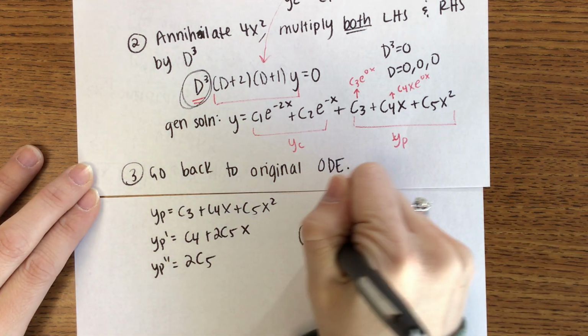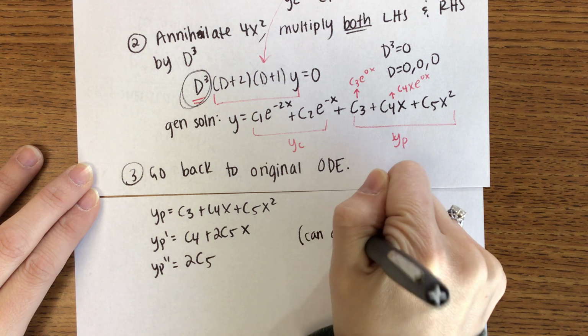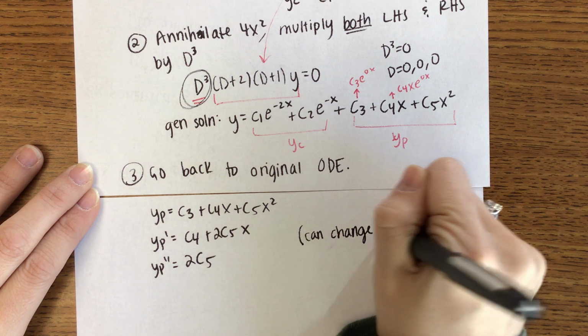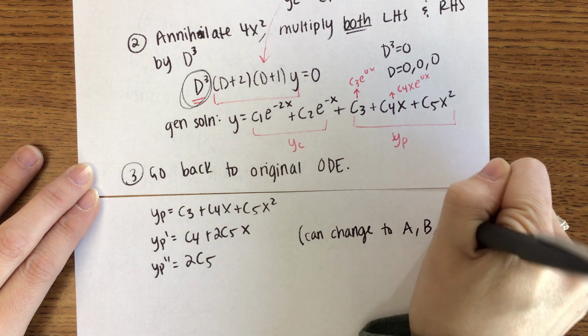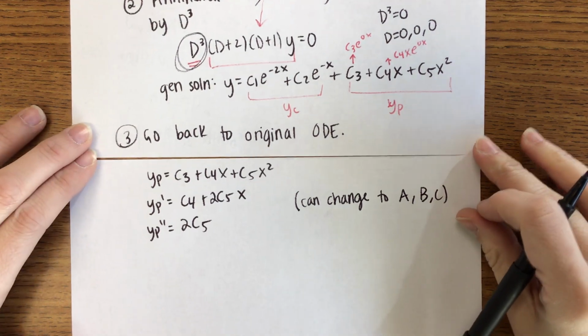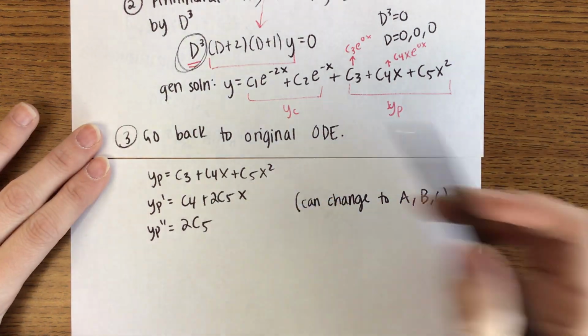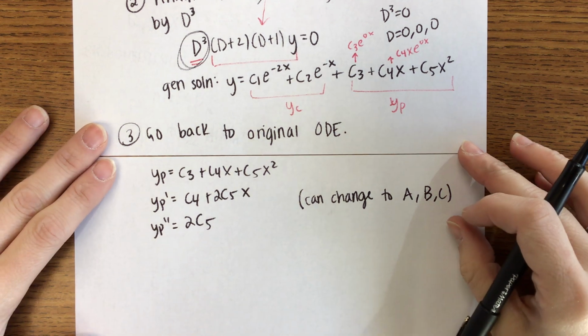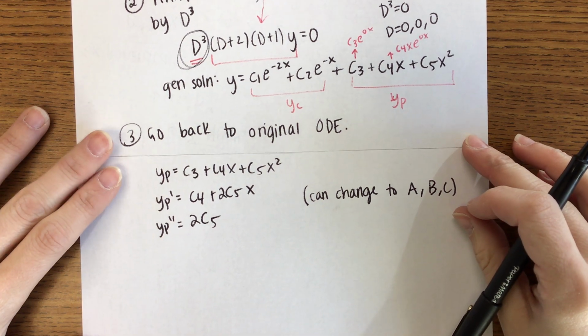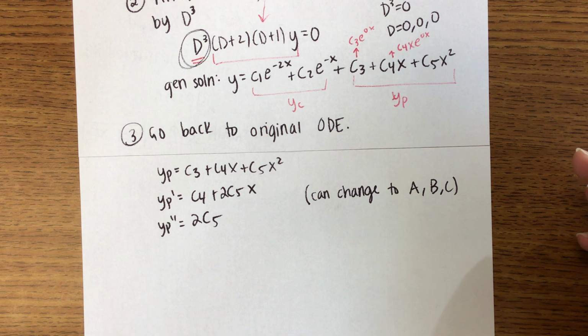Quick note, I believe your book uses A, B, and C instead of C3, C4, C5. I'm going to keep it like this, but I think A, B, C is normally a little easier to use so that you don't drop any of the subscripts.